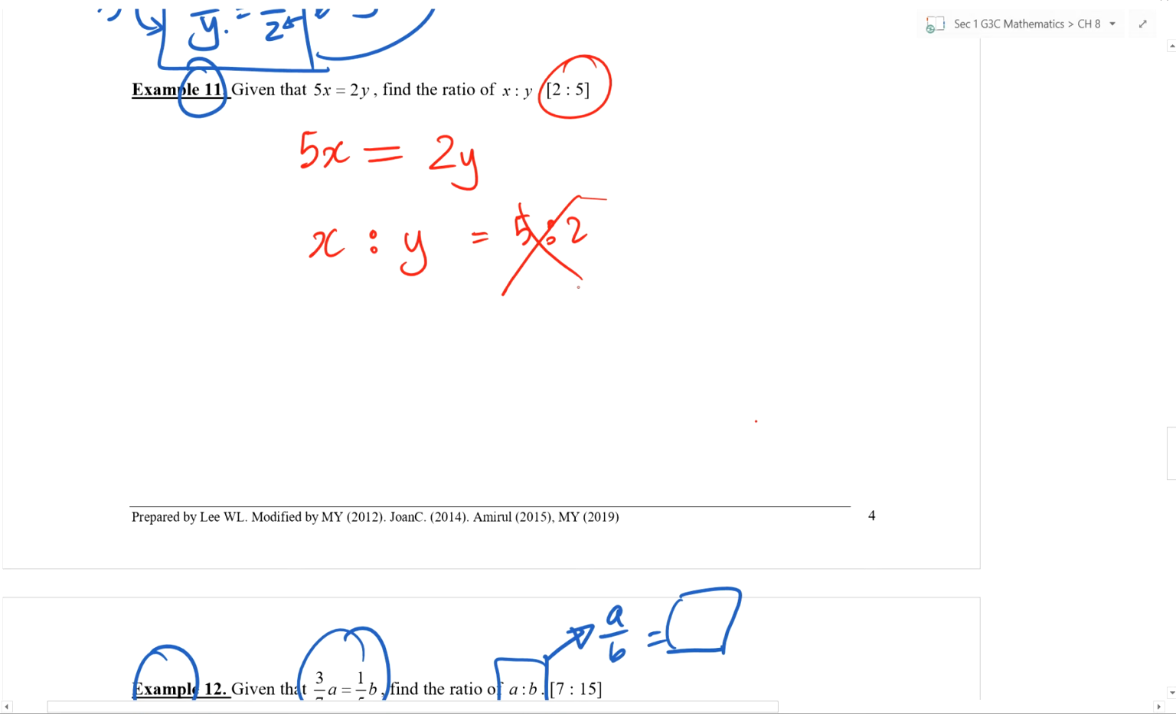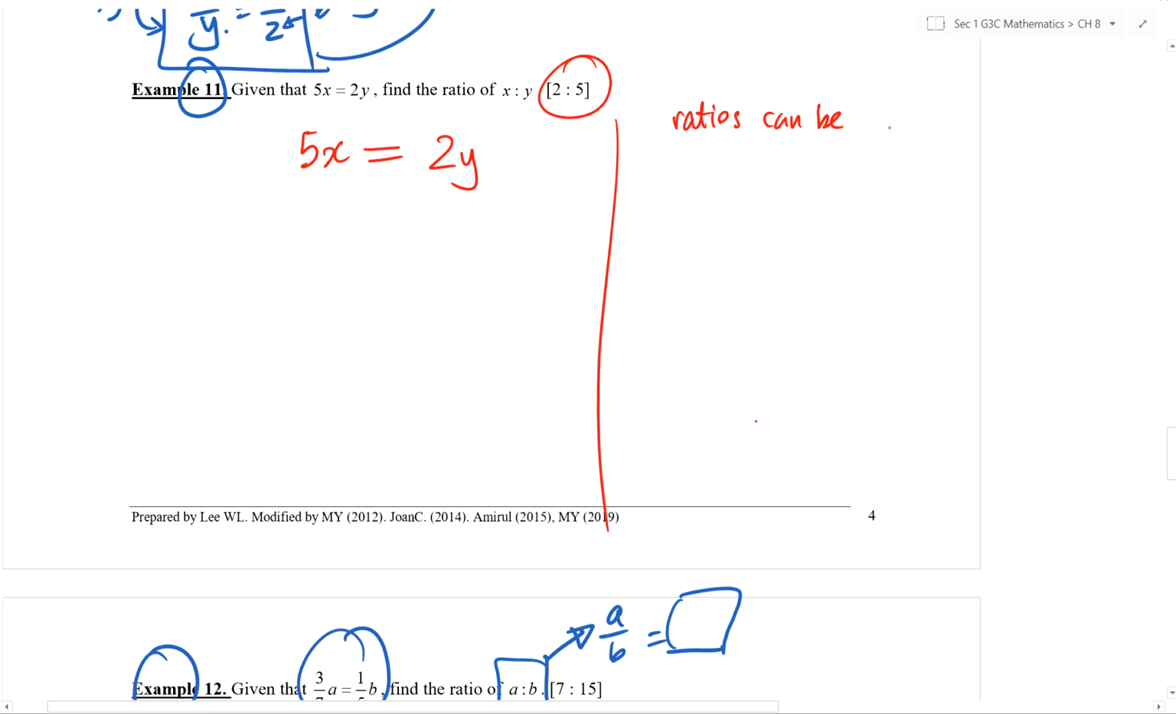Okay, so it can get quite mind-boggling, very hard to understand how to arrive at 2:5 as the correct final answer. But there is a simple way to do this, and that is if we remember that ratios can be written in fractions. Okay, so we need to know that ratios can be expressed in fractions. So for example, A is to B can be written as A over B.